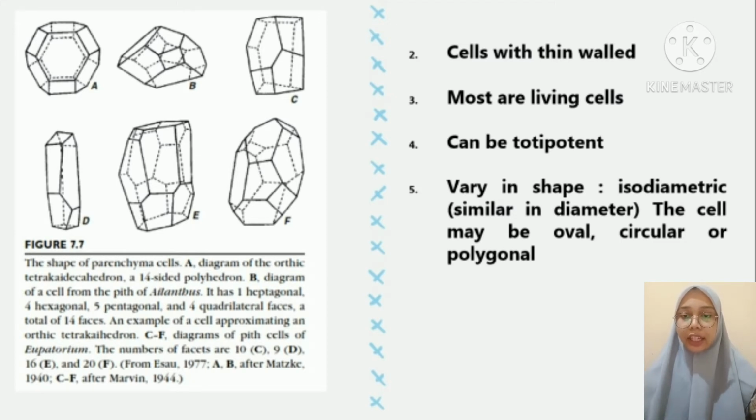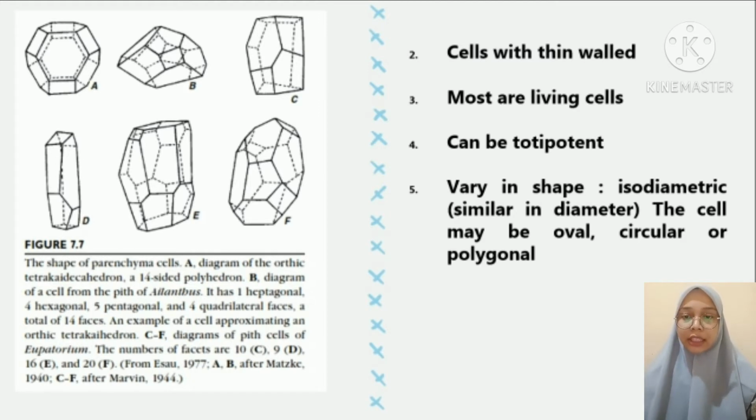A. Diagram of the orthic tetrakaidecahedron, a 14-sided polyhedron. B. Diagram of a cell from the pith of Ailanthus. It has 1 heptagonal, 4 hexagonal, 5 pentagonal, and 4 quadrilateral faces, a total of 14 faces. An example of a cell approximating an orthic tetrakaidecahedron.